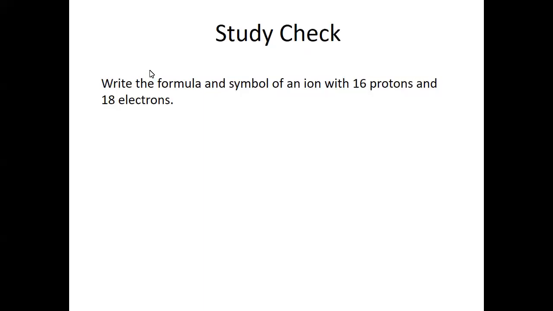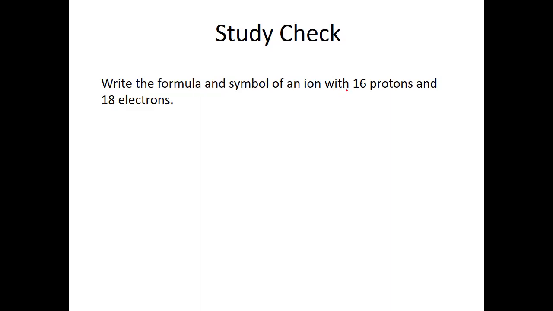All right, so we want to start today with a review of what we were doing yesterday, but also integrating the other concepts that we were looking at last week as well. So the question here is, write the formula and the symbol for an ion with 16 protons and 18 electrons.